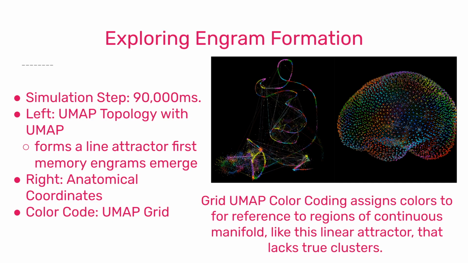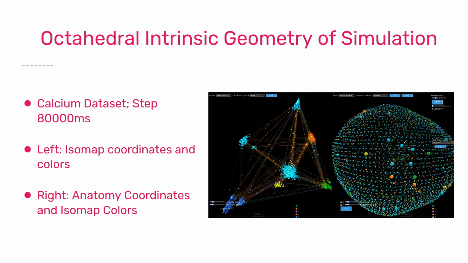grid. The grid UMAP color coding assigns colors based on the regions in the continuous manifold space. So any region in this manifold space is a patchwork coloring, and these colors can be applied to the anatomical coordinates, so you can see which anatomical coordinates roughly map to which topological locations.